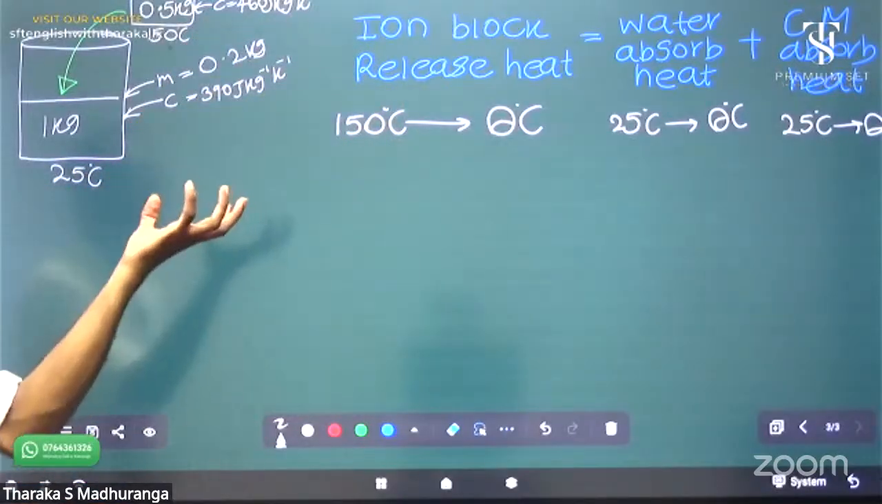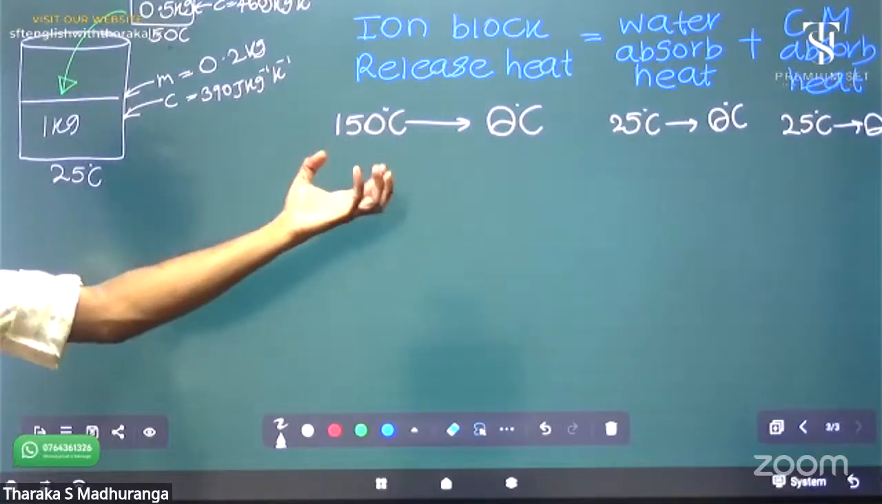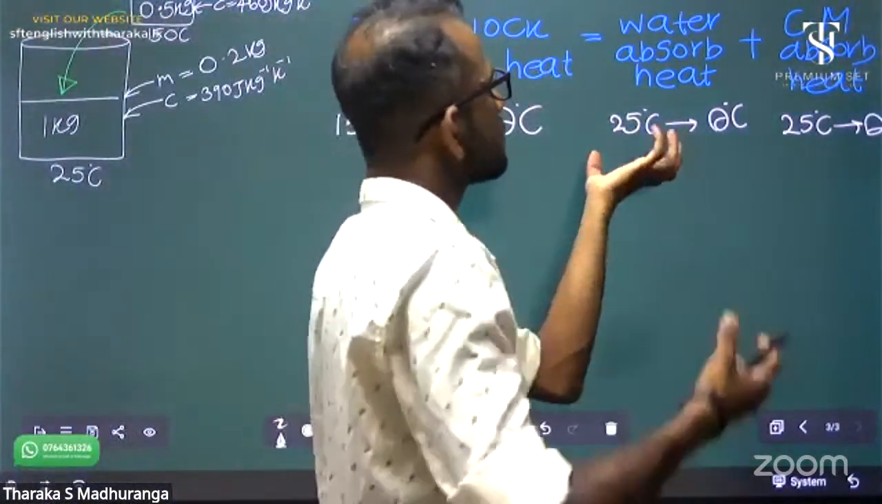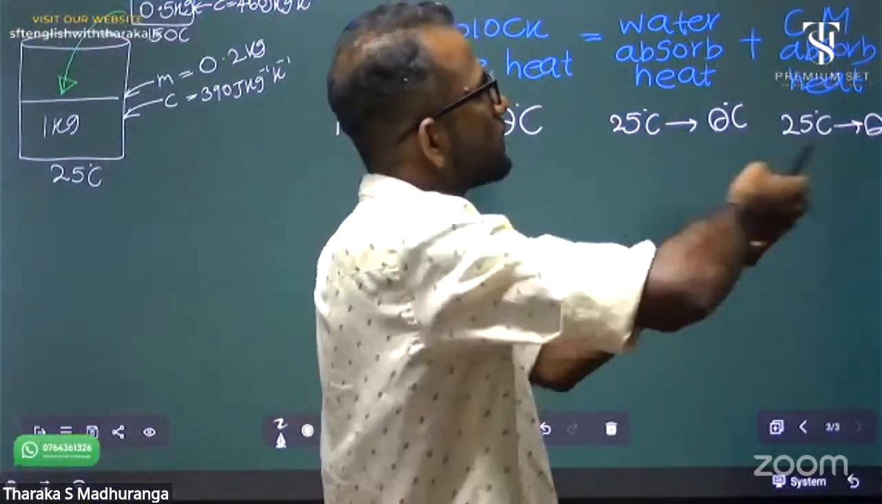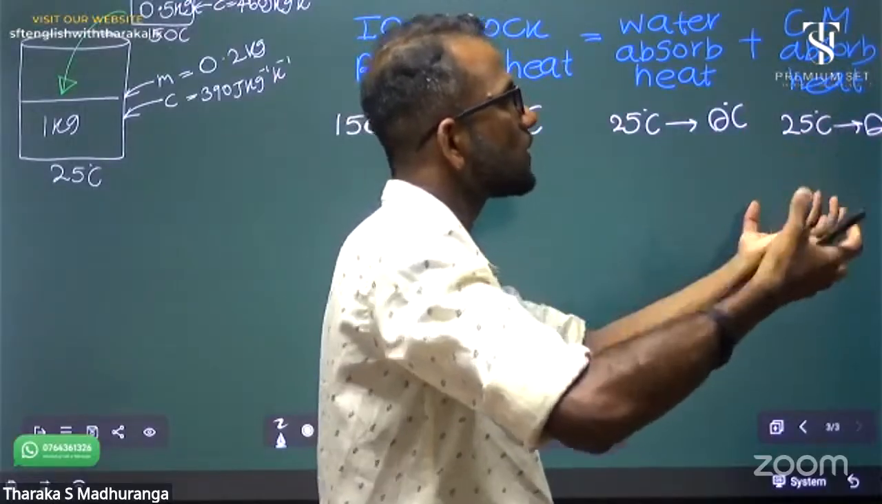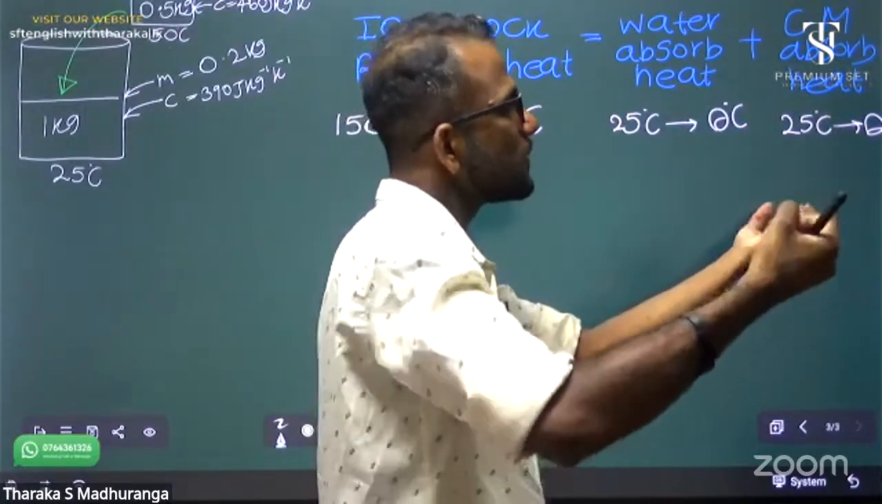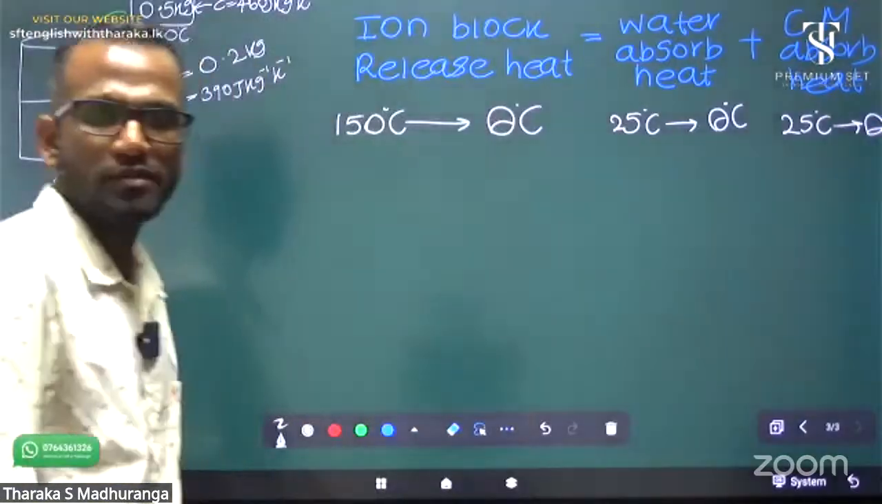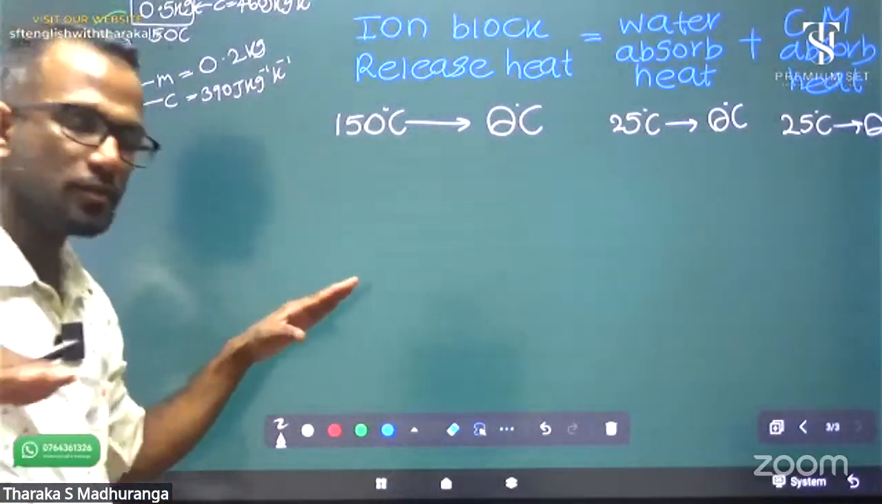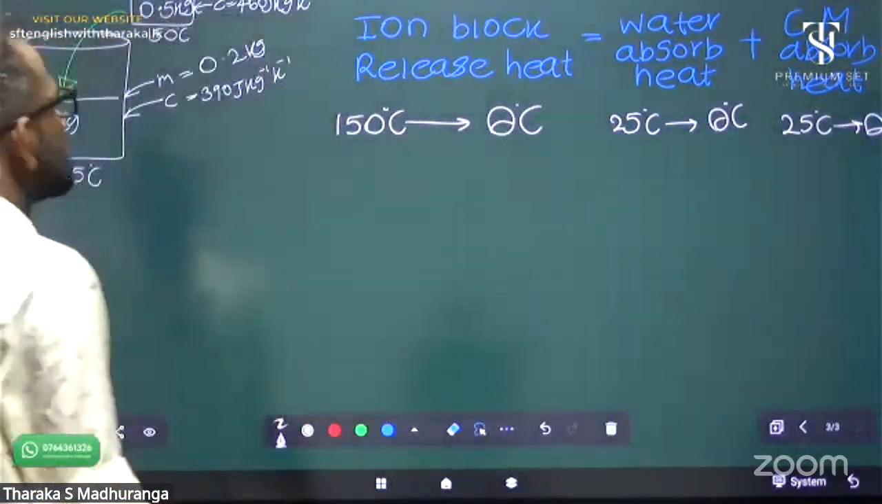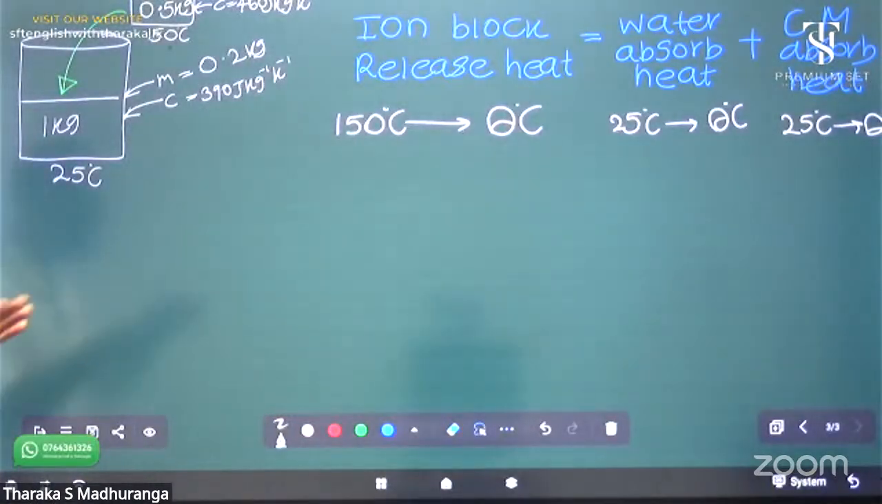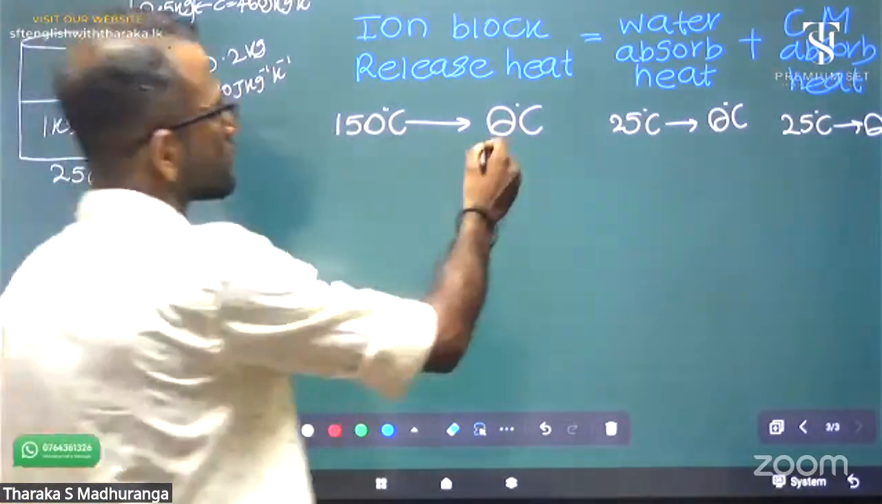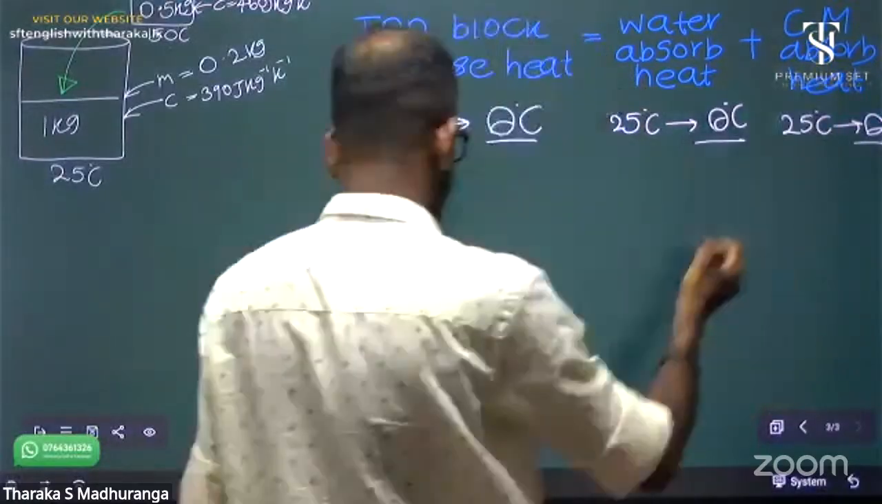The 150 Celsius iron block converts into a theta Celsius iron block. The 25 Celsius water increases up to theta Celsius. The 25 Celsius copper calorimeter converts to the final temperature. Now the whole system is in equilibrium, at the same temperature, theta Celsius.